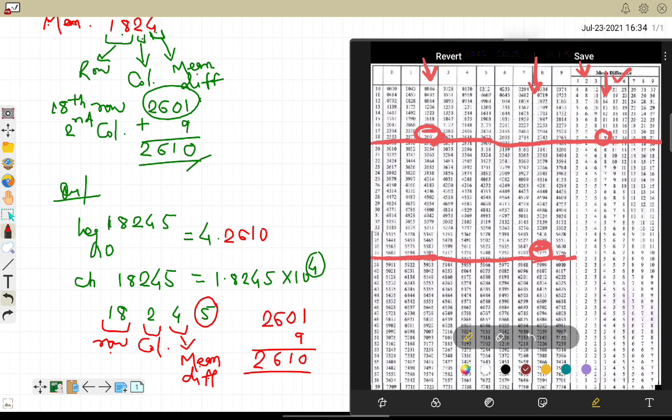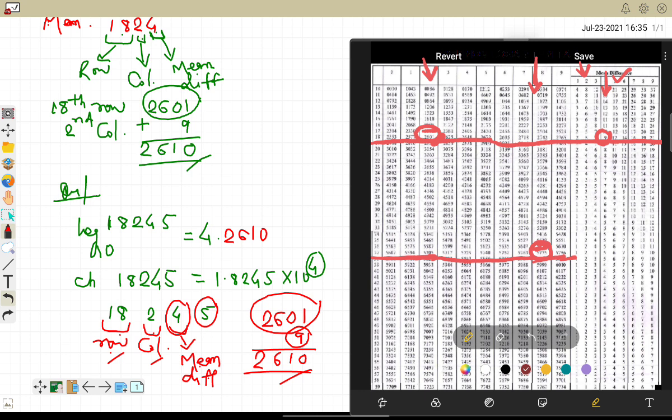In this way, if there are more than 4 digits, there is no need to go beyond the 4th digit, just consider the starting 4 digits. The first 2 are applicable for the row, the third one is applicable for the column and the fourth one is applicable for the mean difference. Find the 18th row, second column, then we get 2601. For the mean difference 4, find the value and add it to the previous one and we get the complete value. So this complete value is equal to 4.2610. I hope this one is clear.